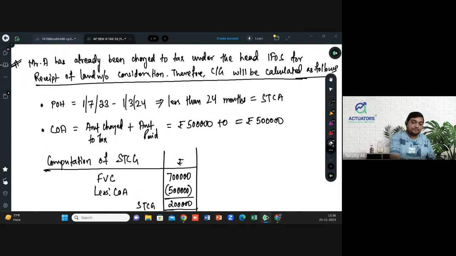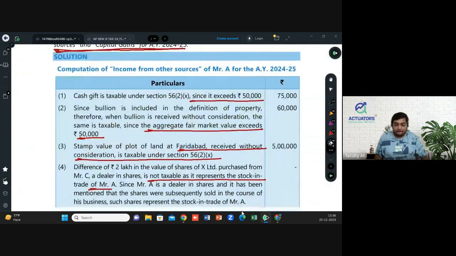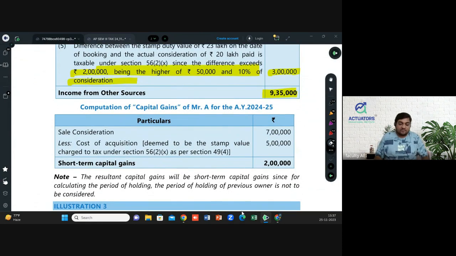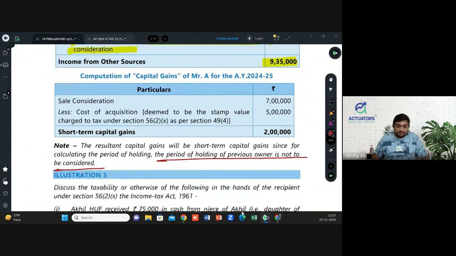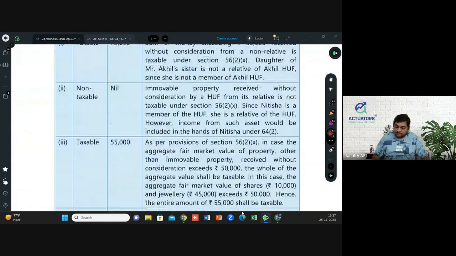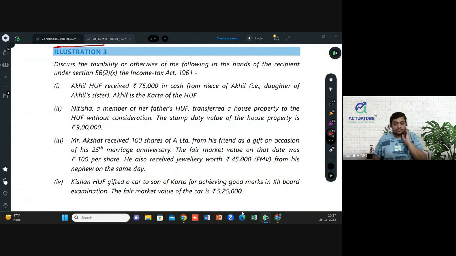ओके चलिए. दे हैव क्लियरली मेंशन्ड हियर इज नॉट टू बी कंसिडर्ड. ओके. डिस्कस द टैक्सेबिलिटी.